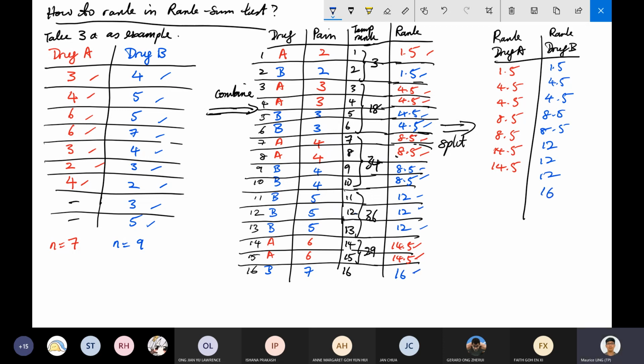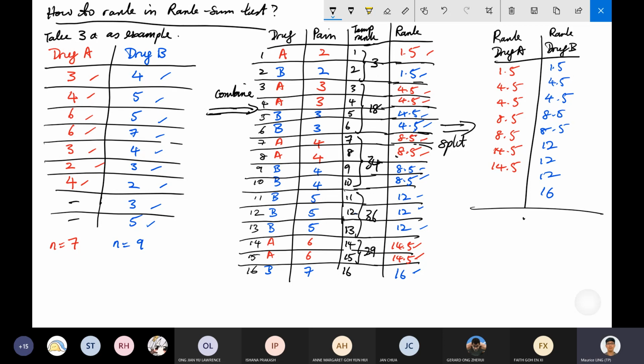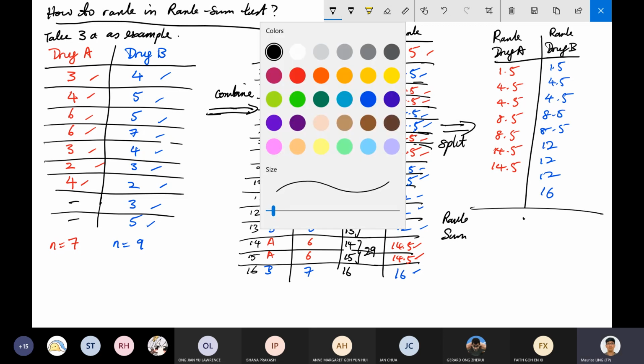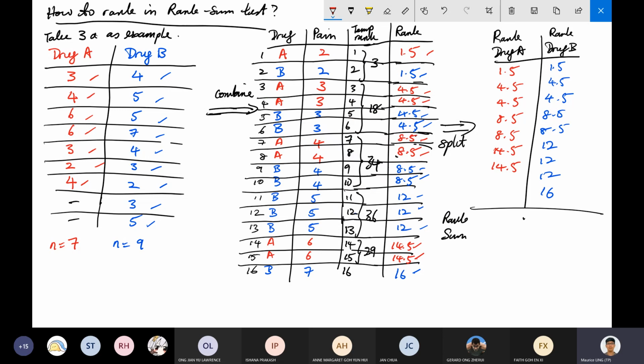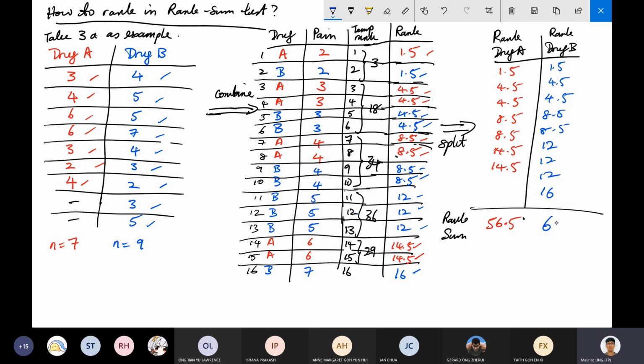Okay, then after which, you just do the sum of the rank. So it's the rank sum. And here the rank sum, you just add up all the numbers for the red, you get 56.5. You add up all the blue numbers, you get 63. And Mr. Gerard, this is how you rank.